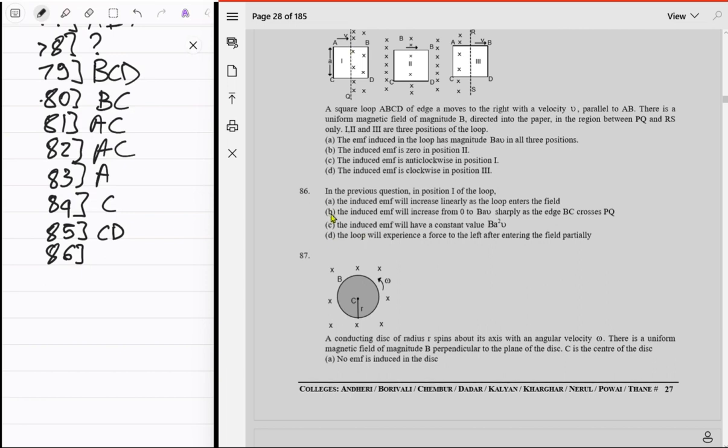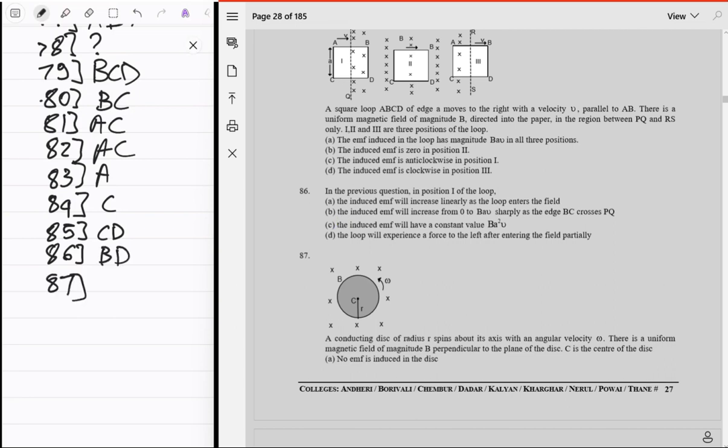So D is correct. C is also correct. So increase from 0 to BAV sharply. A square कैसे आ गया इसमें? That's not right. It should be BAV. Okay, so C is probably not correct. So C is not correct in that case. D is correct though. I think B is correct, but यहाँ पे B D चाहिए, जो भी है. B and D. Next question.